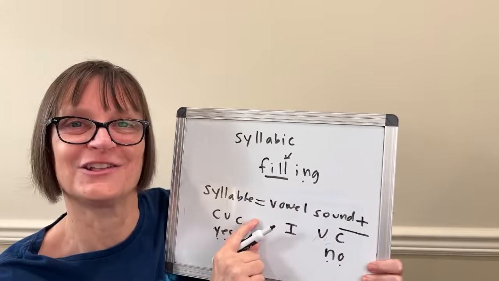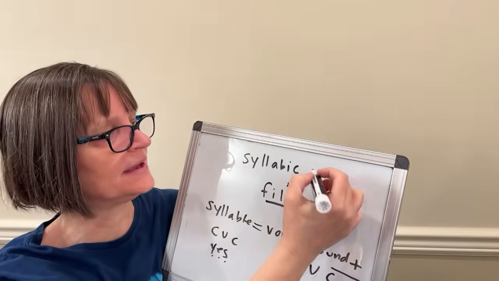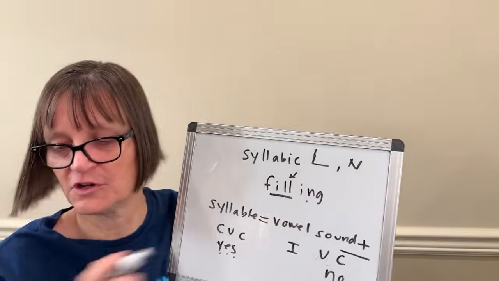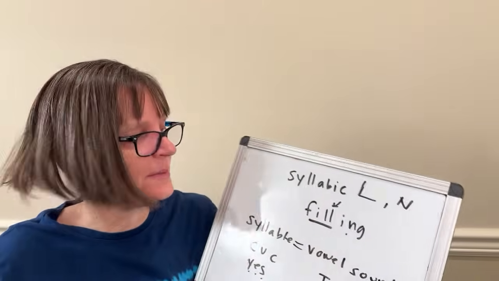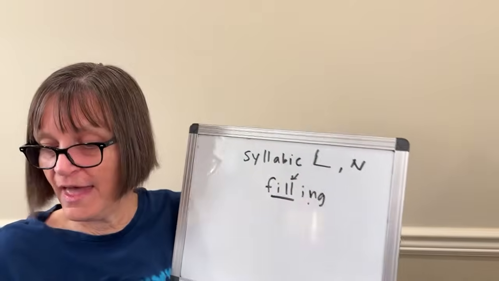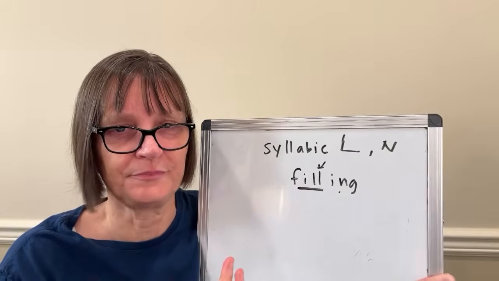The exception to the rule of the syllable having to have at least a vowel sound is something called a syllabic L. We also have a syllabic N. Those are our most common types of syllabic sounds. The L or the N can function as a syllable even though there's no vowel.